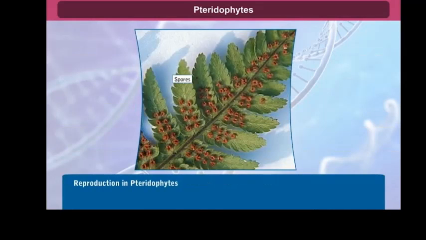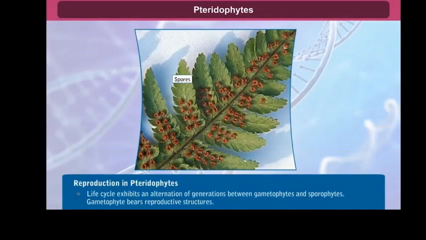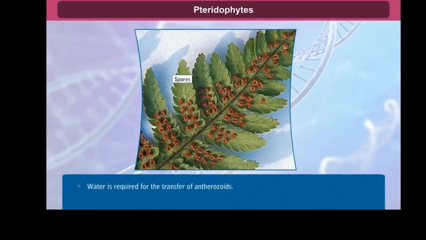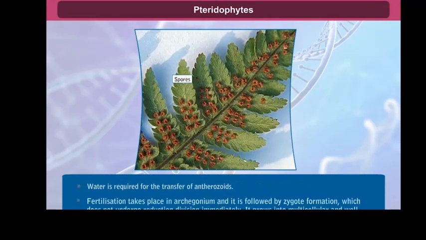Reproduction in pteridophytes. Life cycle exhibits an alternation of generations between gametophytes and sporophytes. Gametophyte bears reproductive structures. Male sex organ, antheridium, produces antherozoids. Female sex organ, archegonium, receives antherozoids at its mouth. Water is required for the transfer of antherozoids.